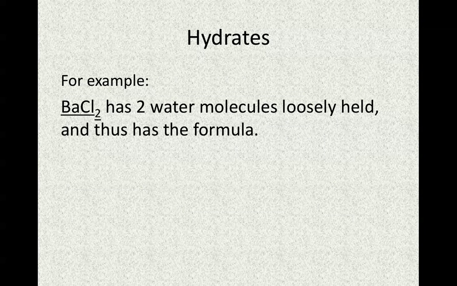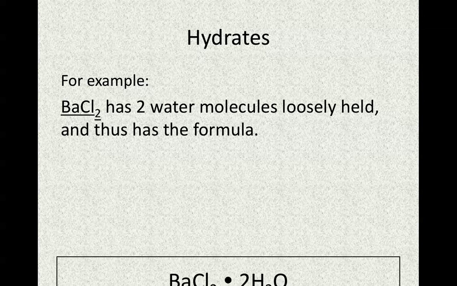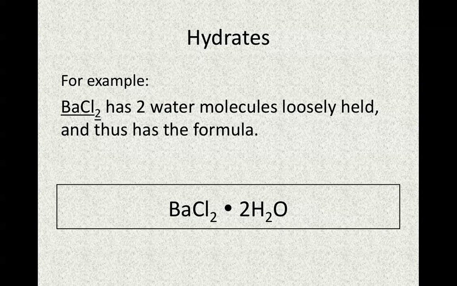So for example, barium chloride can be hydrated and contain 2 water molecules that are loosely held. How we represent that is by putting a 2 in front of the water. Now this dot is just a symbol for a hydrate. We're not multiplying anything across the two compounds. We're just saying that these 2 water molecules are attached to the barium chloride structure.